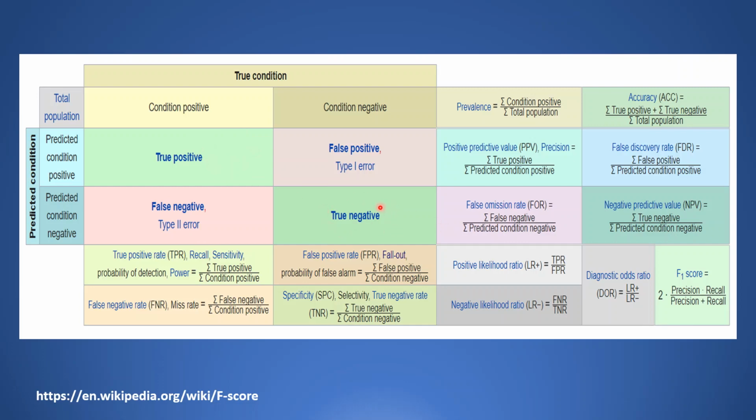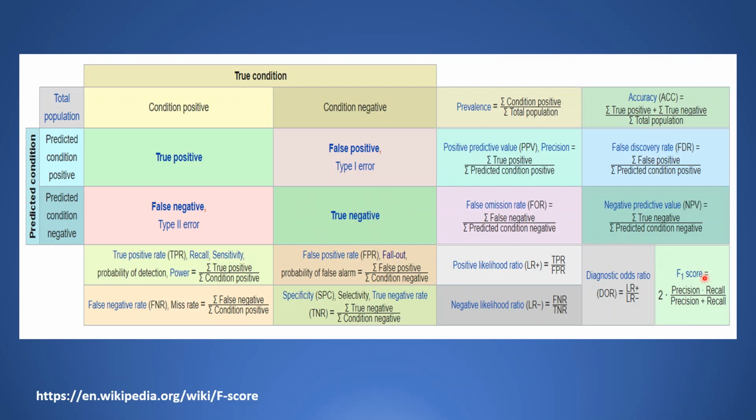Now with respect to the negative class, what kind of measures do we have? We have specificity, or the true negative rate, which is the sum of true negatives divided by the sum of condition negative. The sum of condition negative is the sum of false positives plus the sum of true negatives. So this is like the recall for the negative class. Similarly, for the negative class you also have precision, which is the negative predictive value: the sum of true negatives divided by the sum of predicted condition negative, which is again the sum of true negatives plus false negatives.